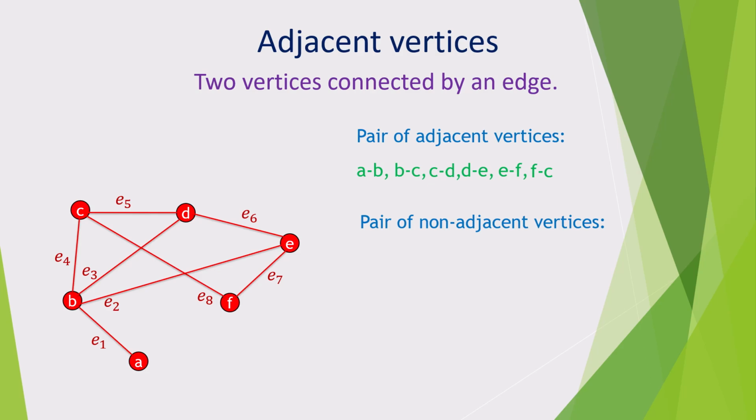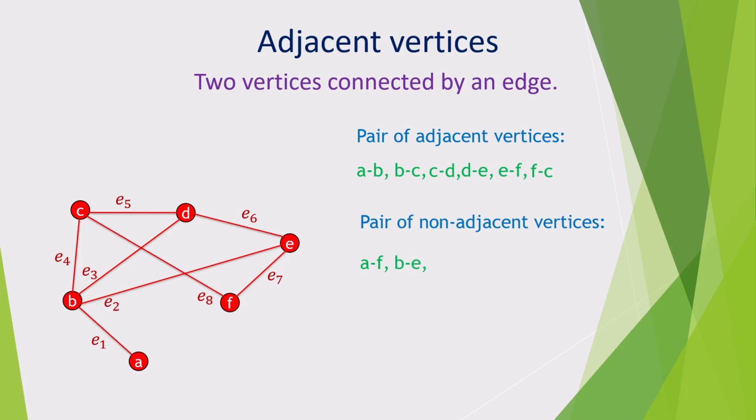Now let us see pairs of non-adjacent vertices. If there is no edge between any two vertices, then we call those two vertices non-adjacent. The first example is A and F. You can easily see that there is no edge between A and F. So A and F is a pair of non-adjacent vertices.